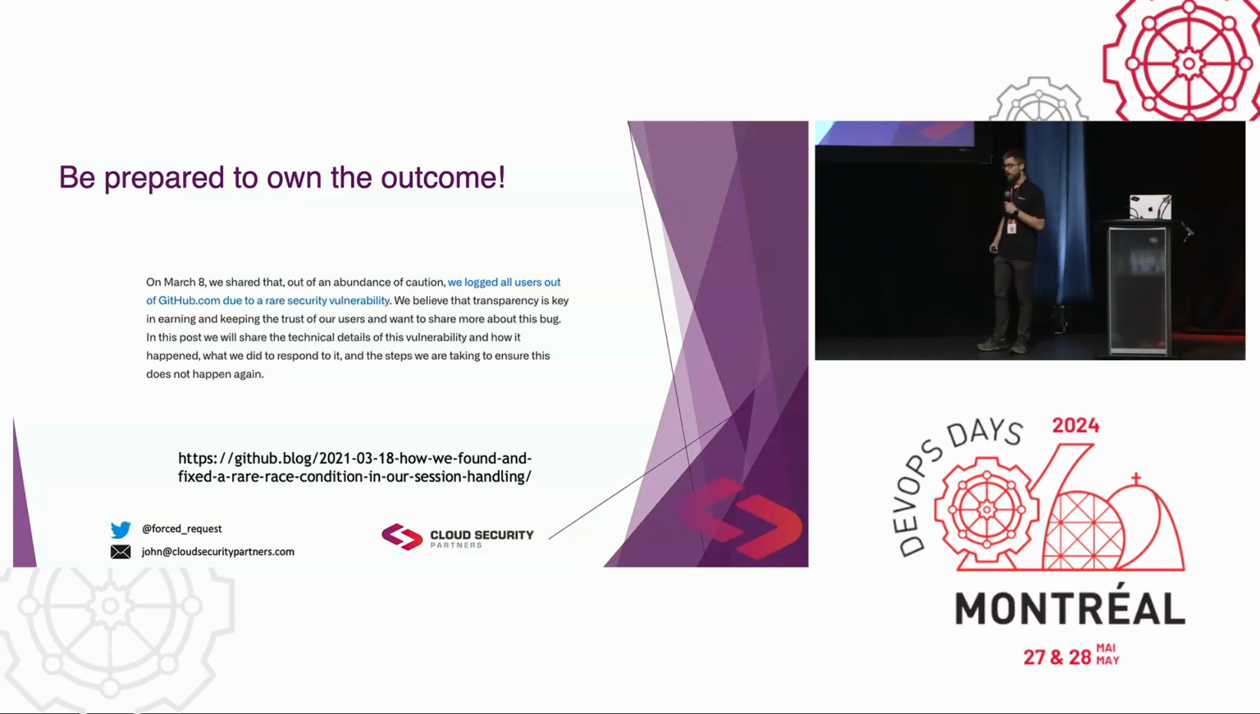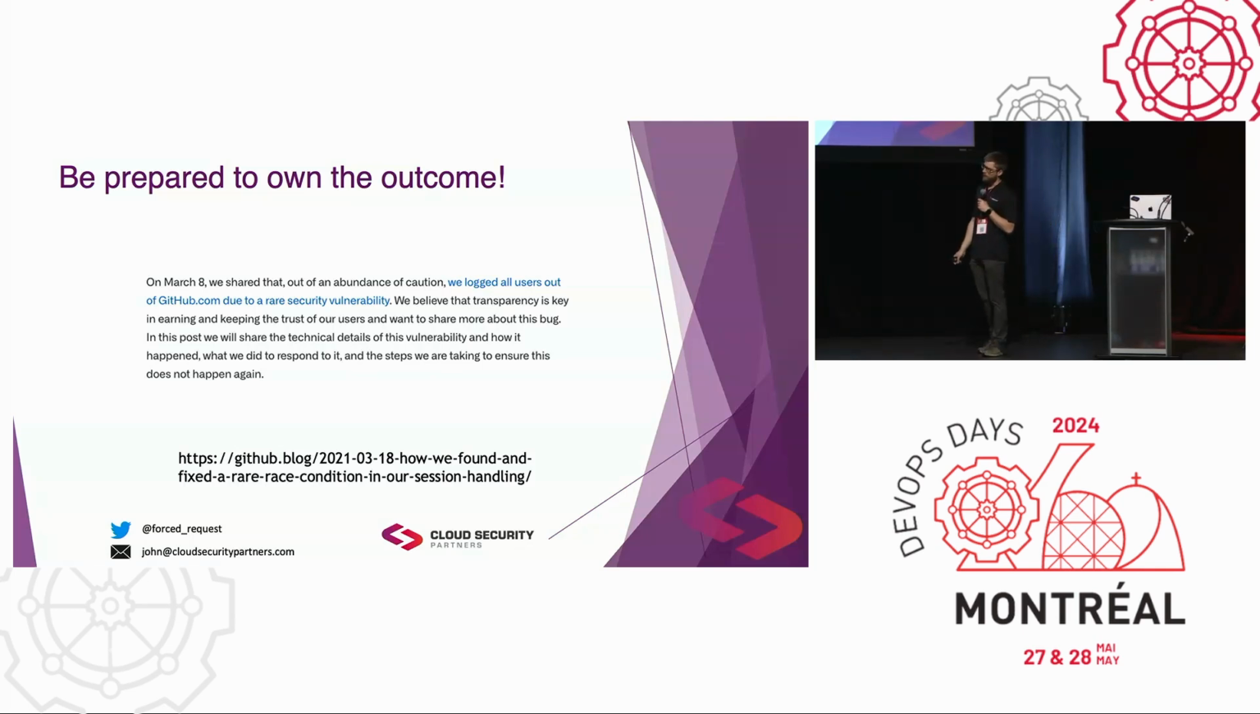Being prepared to own the outcome is super important because at the end of the day, we're all in business because we have customers. Customers like to use our product. They pay us for our product. We need to communicate with them. So I like to share this example of owning the outcome because when I was at GitHub, thankfully I was actually on PTO during this incident, so I didn't have to deal with it.